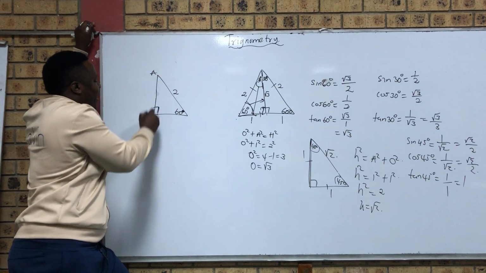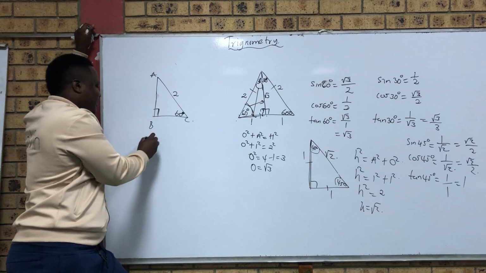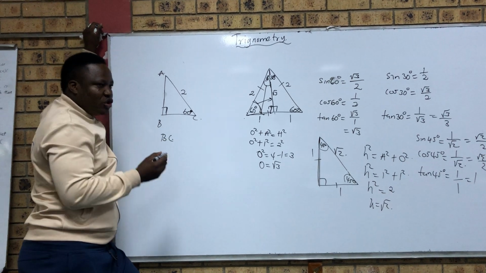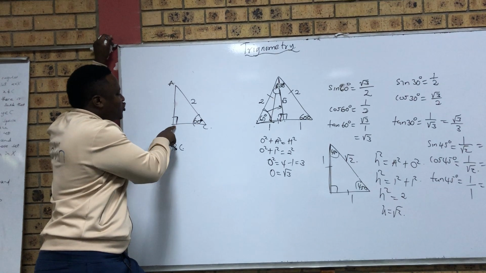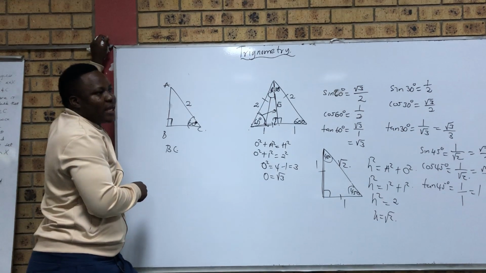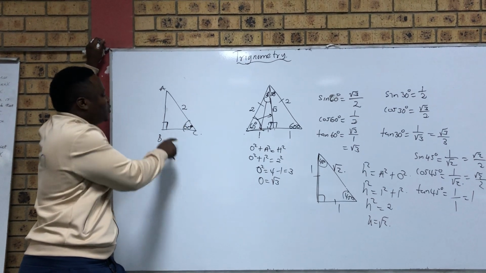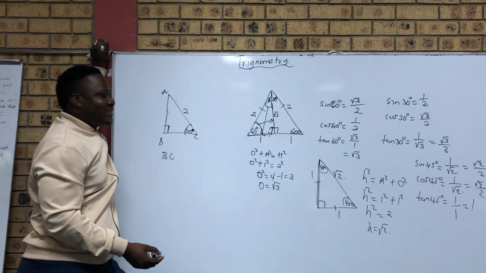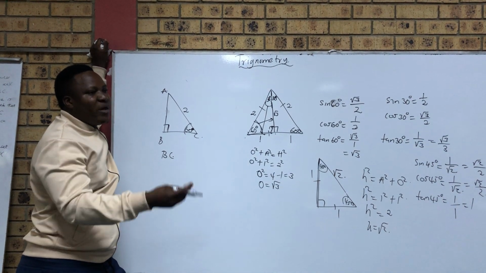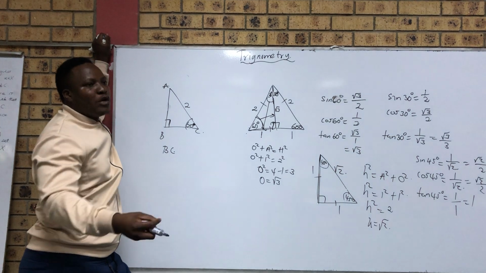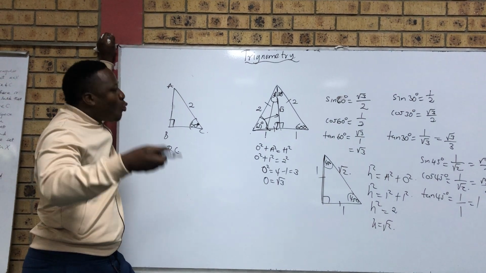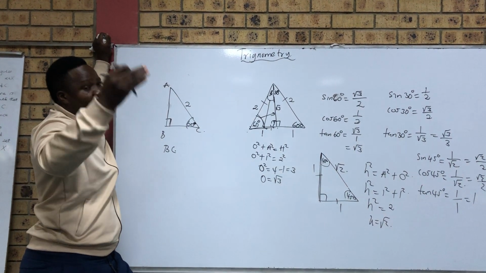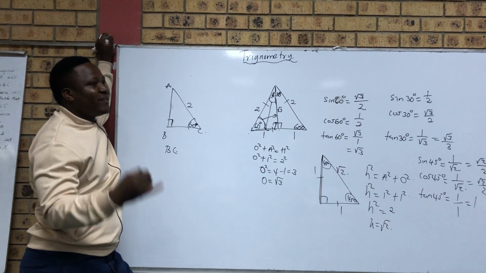Let's say they say A, B, C. They say find BC. What you need to do in relation with the angle, you need to check what this side is to the angle, which you can see is next to the angle, which means it's the adjacent side. When do we talk about the adjacent side? We talk about the adjacent side when we have cos and also tan. But when we're talking about tan, we must also have the opposite, because it's opposite over the adjacent.